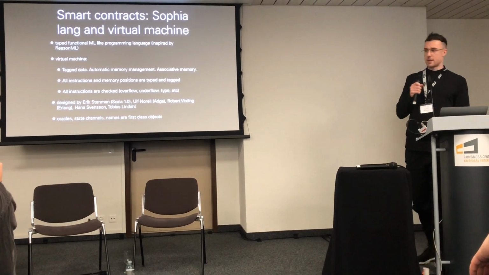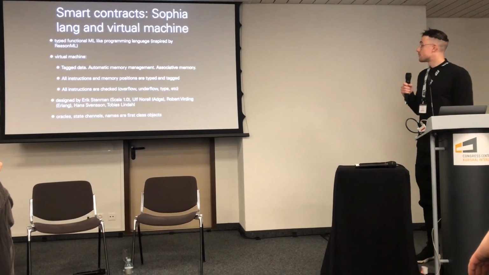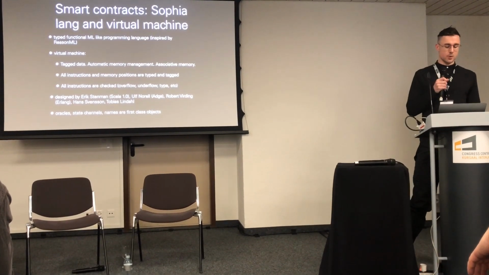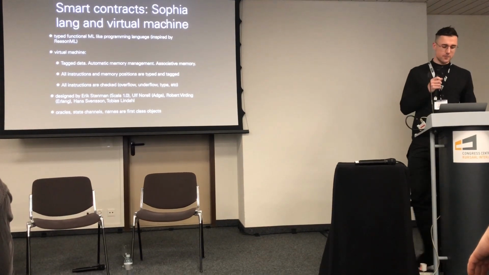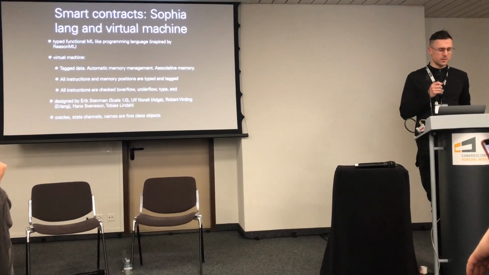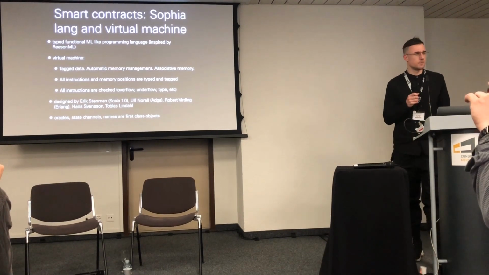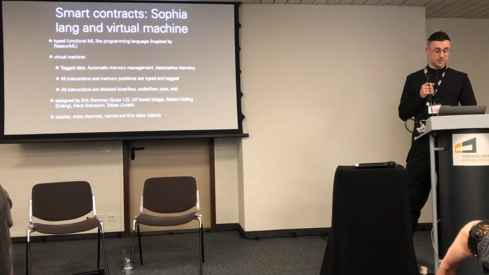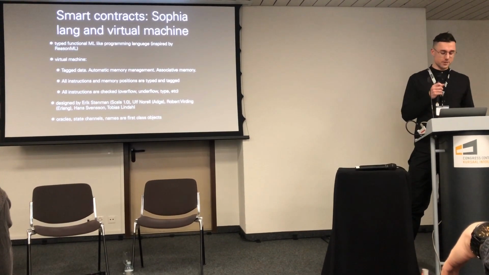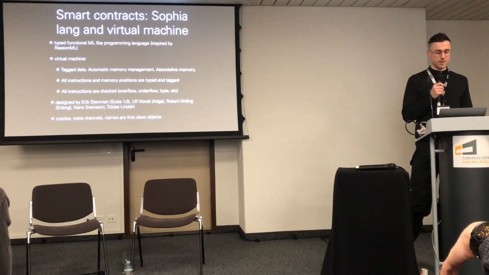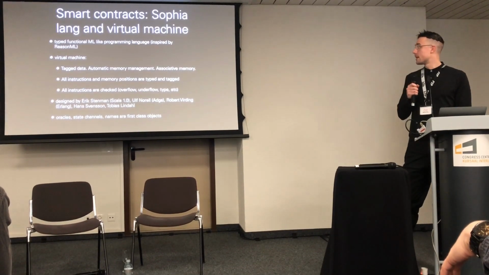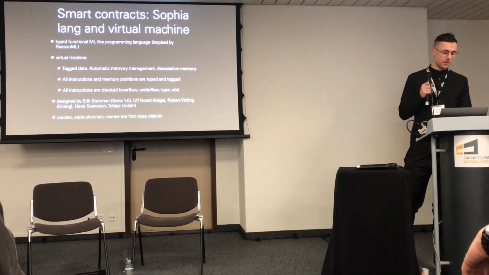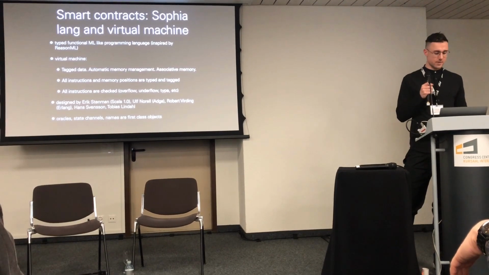Then we have smart contracts. We have both a new programming language and a virtual machine. The programming language is called Sophia. It's a typed functional ML-like programming language. It's inspired by Reason, from Facebook. And the virtual machine has a really interesting name, but I'm not going to go into this. It has typed data, so automatic memory management, associative memory, all instructions and memory positions are typed and tagged, and all instructions are checked for overflows, underflows, type, etc.